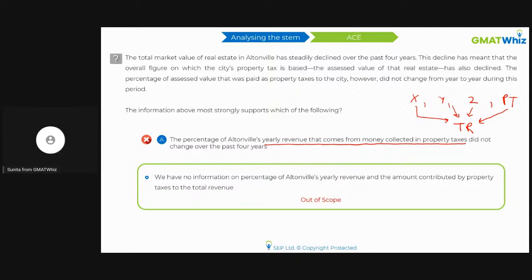Okay, a lot of you might have been confused by thinking that the percentage, you might have read it like this, guys. Let me just clear this a little bit. Give me a moment. You might have read it like this: the percentage of Altonville's yearly revenue. You might have read about property tax and you read did not change. And you might have thought, okay, we have been given did not change from year to year, and this must be the answer. This is what we call not reading.